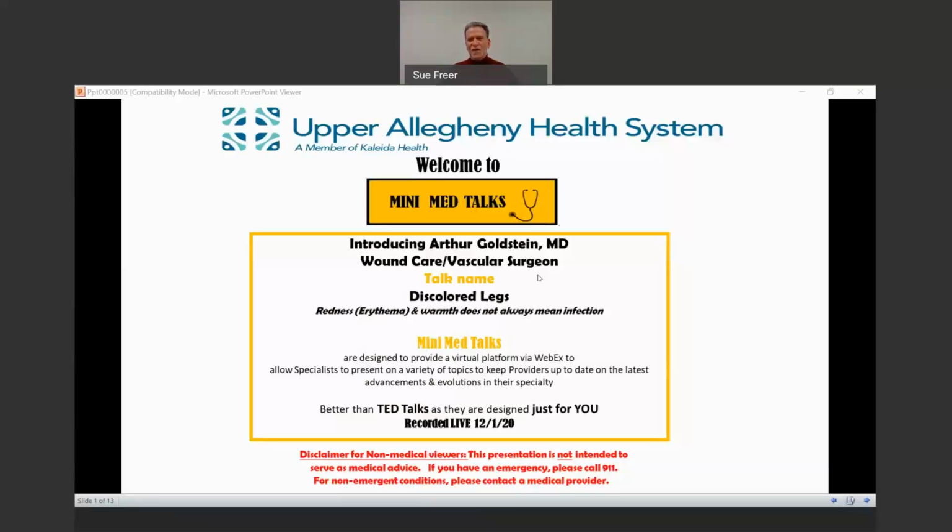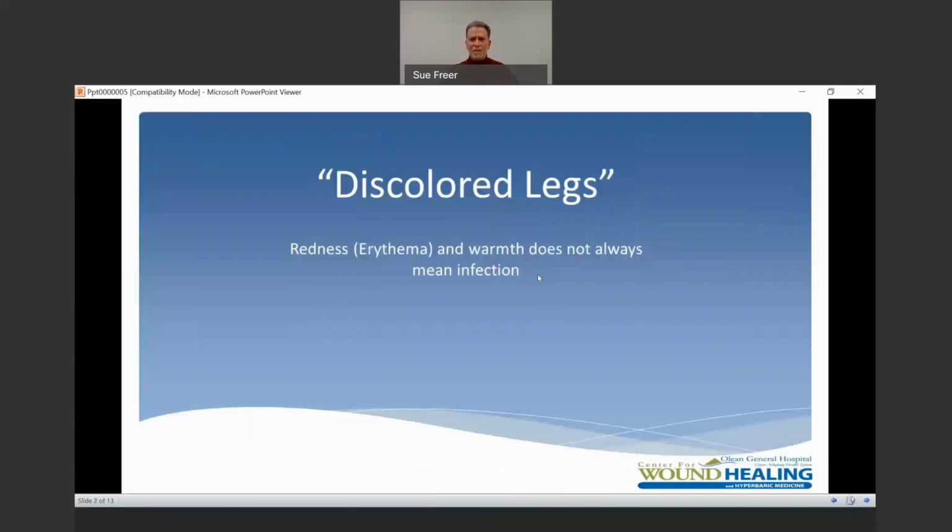This afternoon, we're going to be talking about discolored legs, how to diagnose patients who have discolored legs, and what the discolored legs might mean. When we talk about discolored legs, we're pretty much talking about erythema, redness, or what I like to call rubor.